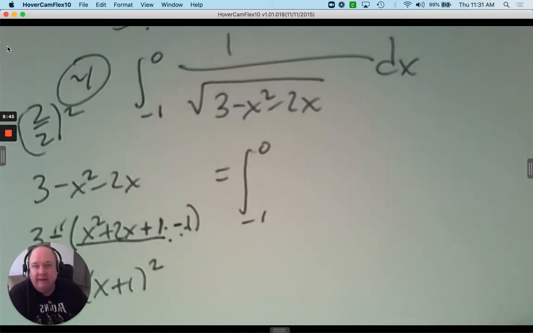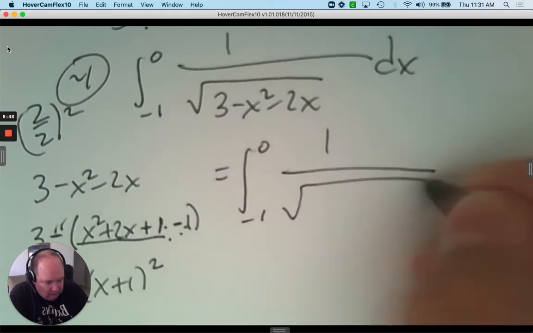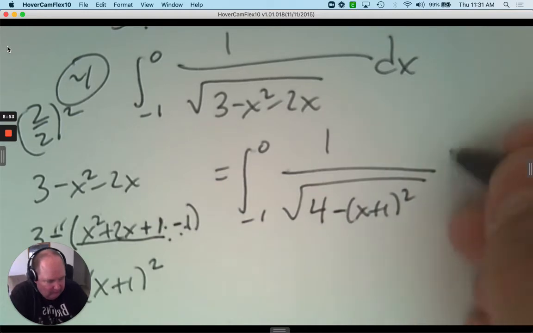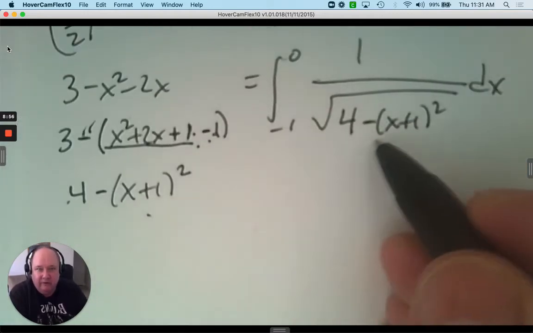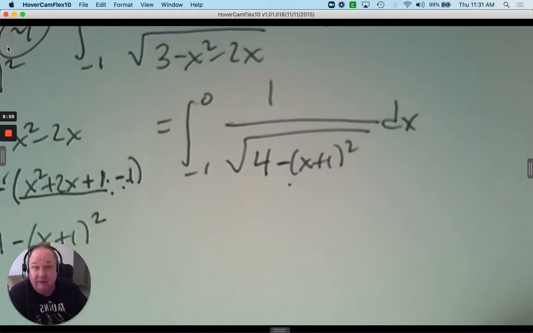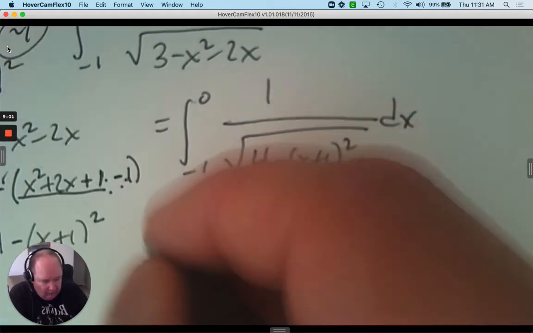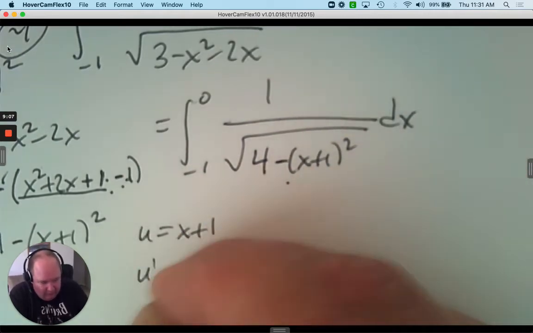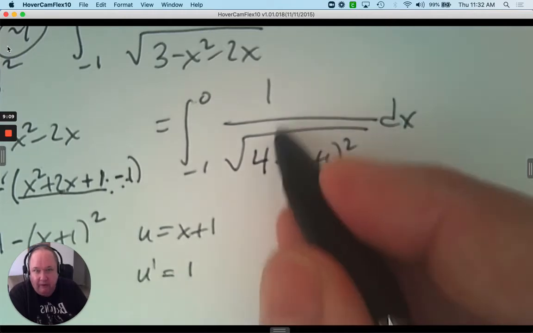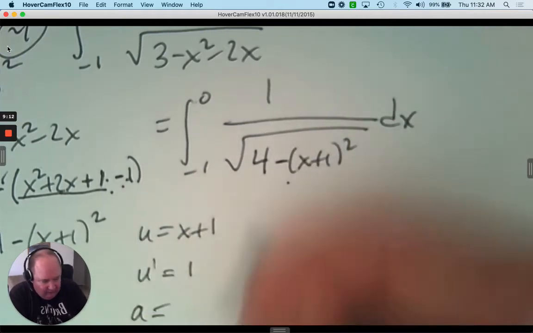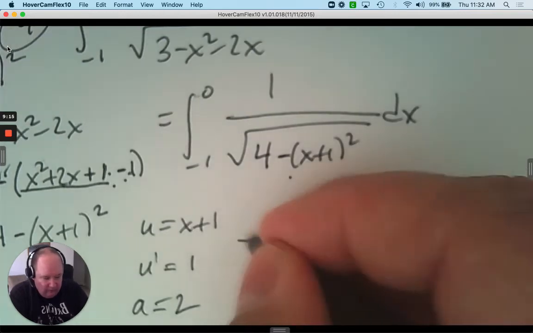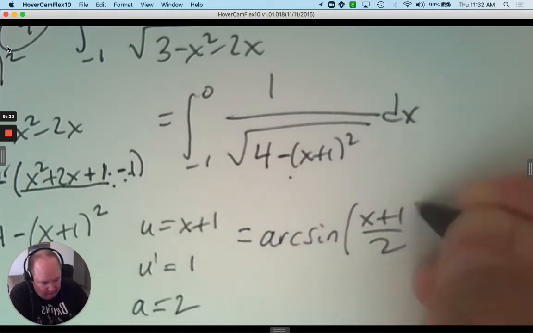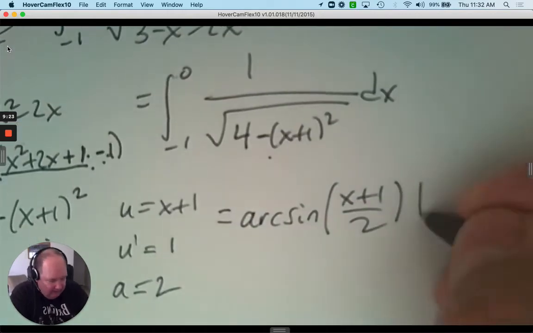So the integration of this is 1 over the square root of 4 subtract x plus 1 squared dx. So I put this here, and now I can see it's arc sine. So for arc sine, u is the square root of x plus 1 squared, or just x plus 1. U prime, the derivative of this, is 1. That's perfect. And then a is the square root of 4, which is 2. So this answer is going to be arc sine u over a. That's x plus 1 over 2. And we're going to integrate from -1 to 0.